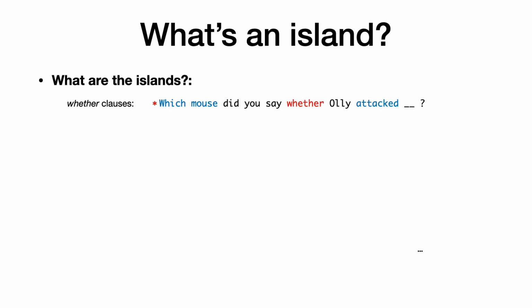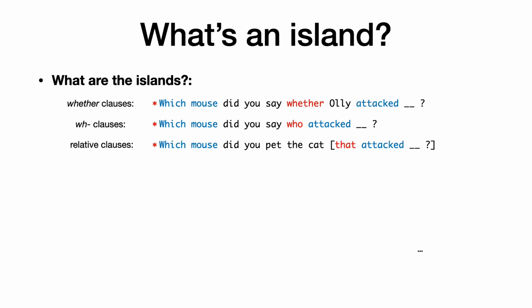So one we already saw, which are sometimes called whether islands. If you have a clause that has a whether or an if in it, it usually sounds funny to move out of that. So which mouse did you say whether Ollie attacked? Sounds a little funny. Other WH clauses also sound bad. If you have a WH at the beginning of a clause, it sounds funny to move another thing over it. So if you say something like, which mouse did you say who attacked? That sounds kind of funny, right? So you're saying something like, you said who attacked some mouse, and now I want to know who that mouse is. So which mouse did you say who attacked? That sounds kind of funny in English.